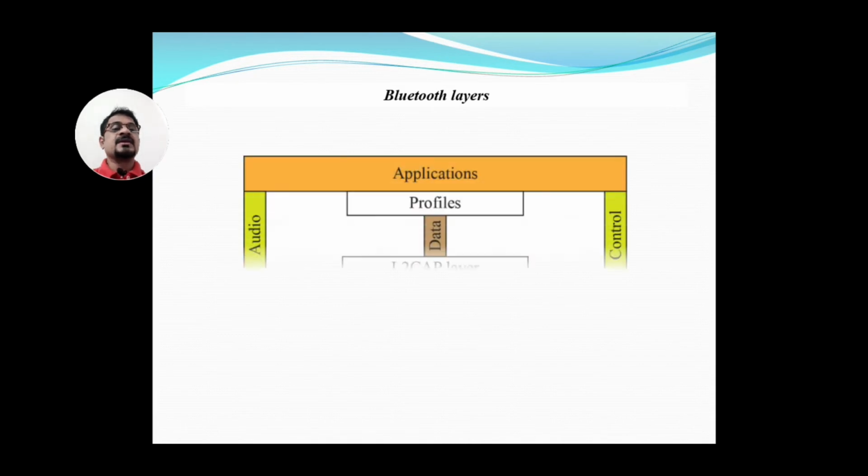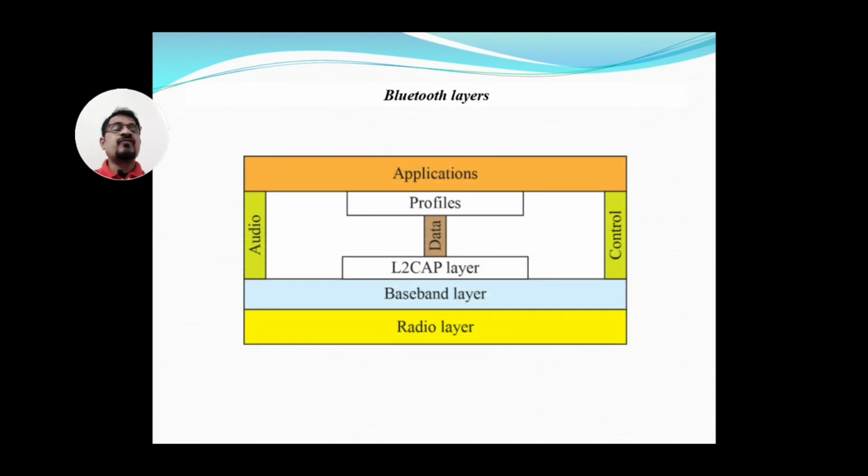Now we can see the Bluetooth layers. Now we will see the Bluetooth protocol stack, and then we will see a comparison with the OSI reference model. This is a very simple architecture. It is not similar to OSI and TCP/IP, but anyhow we are going to compare which layers correspond to which.